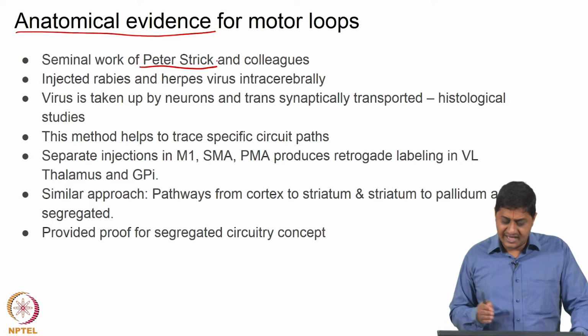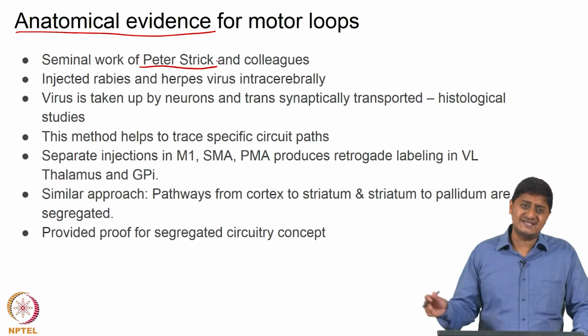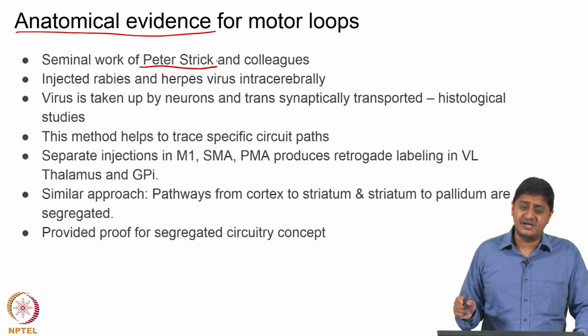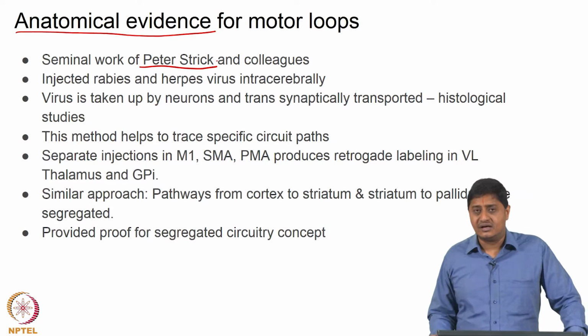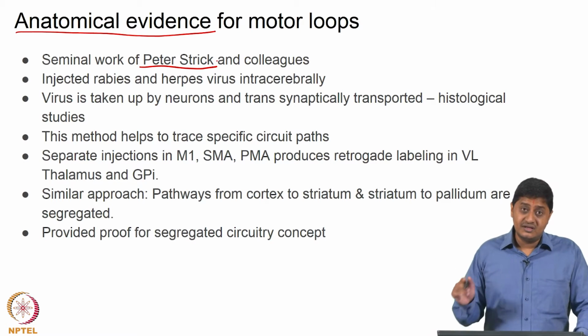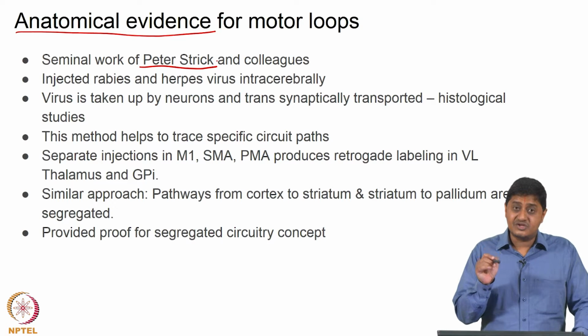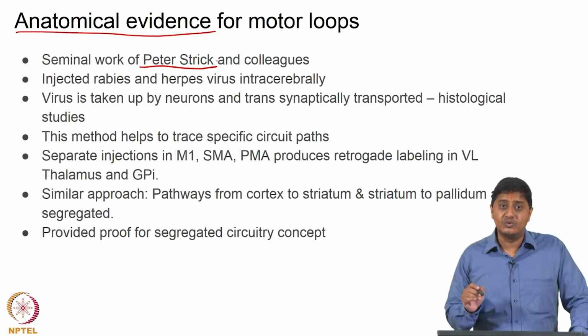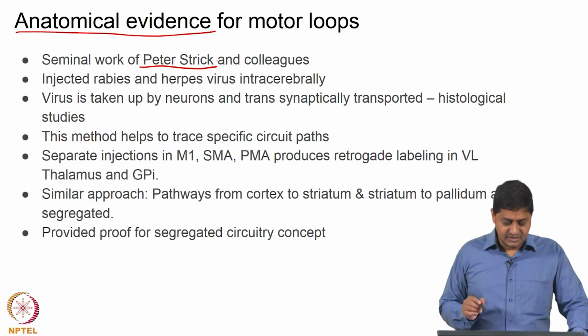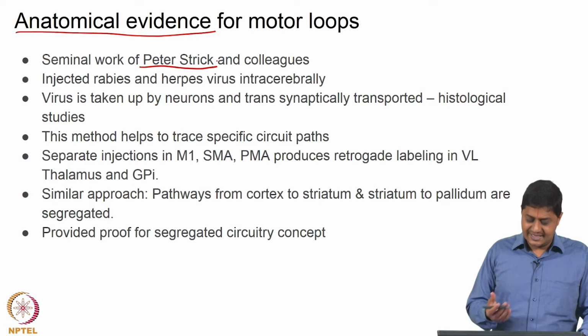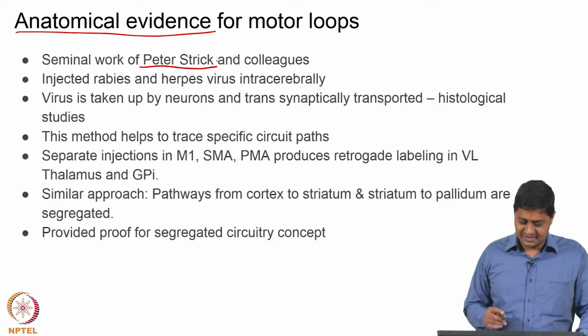Basically, you take specific slices of the basal ganglia circuitry and then identify which areas of the basal ganglia actually show staining for this particular virus. Using that, you can identify which areas of the basal ganglia are connected to which areas of the basal ganglia once again. So, this method helps us to trace the pathways, the specific circuit path. This is a revolutionary concept.